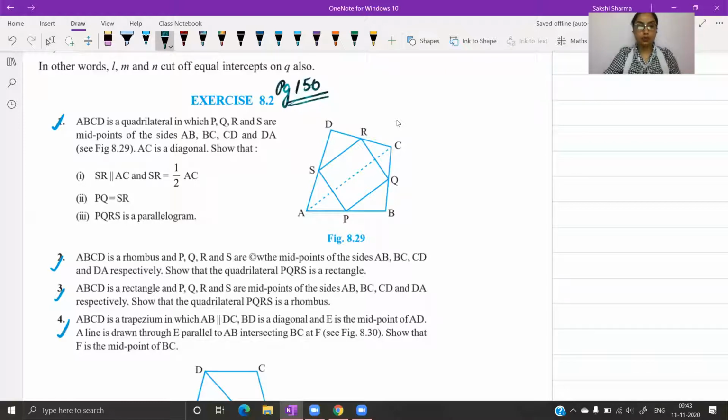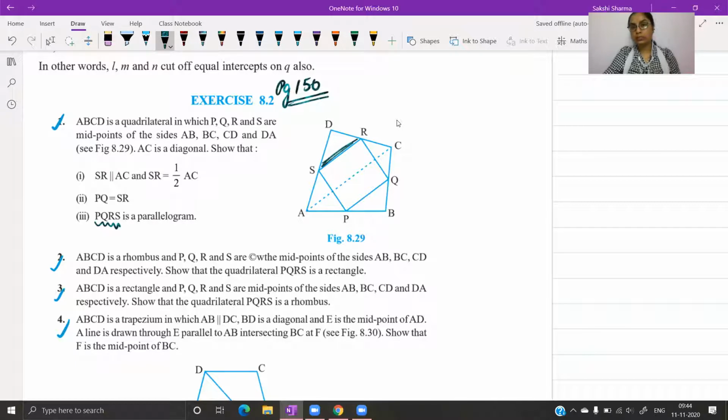AC is the diagonal drawn. SR, this line segment here, is parallel to the diagonal, and the length of SR is equal to half the length of this diagonal. And then PQ is equal to SR, and then PQRS, this little quadrilateral formed by joining the midpoints of the four sides of ABCD, will also be a parallelogram. This is what you need to prove here.